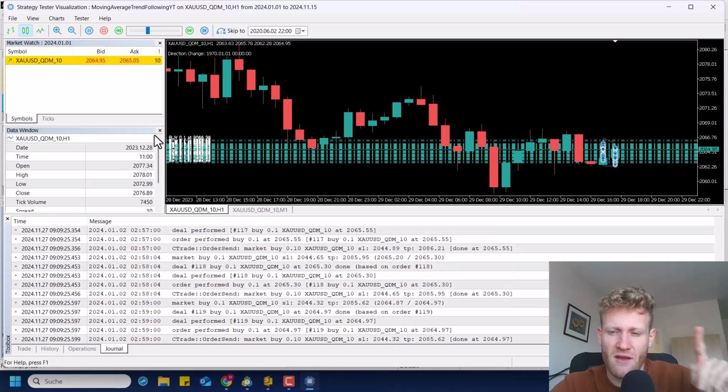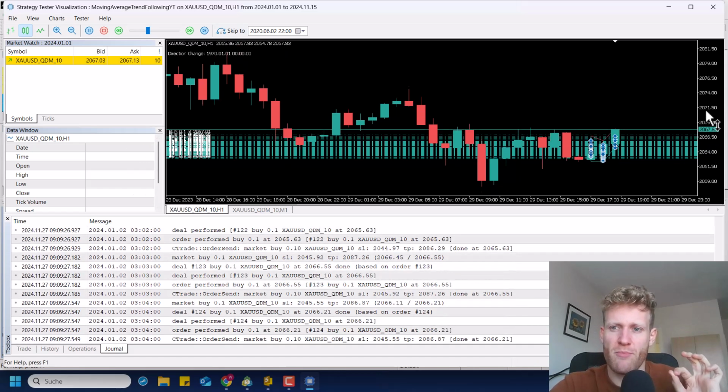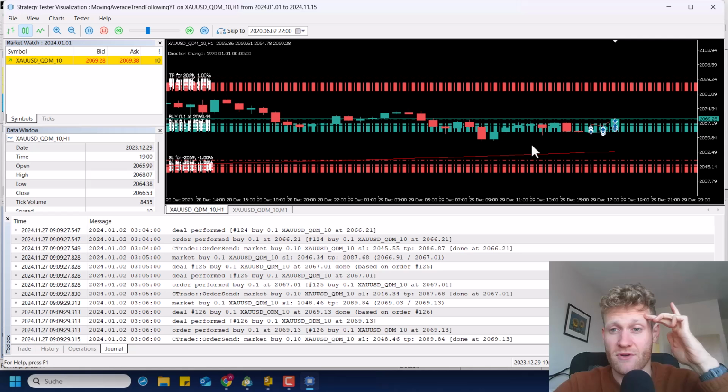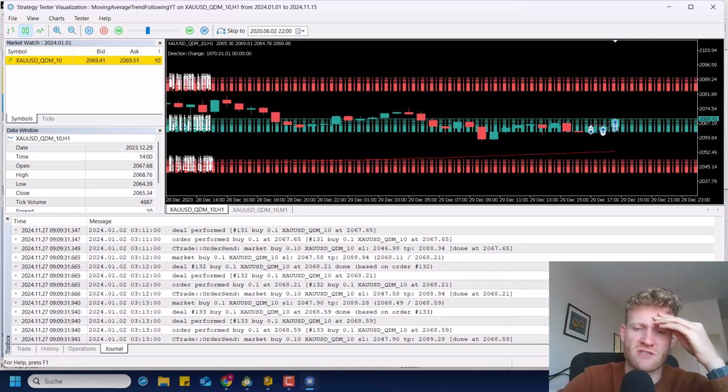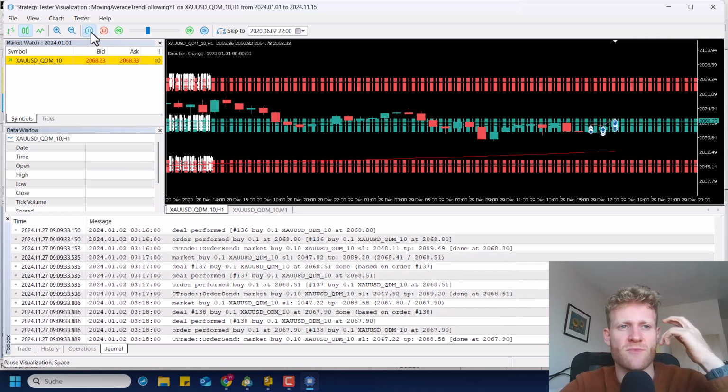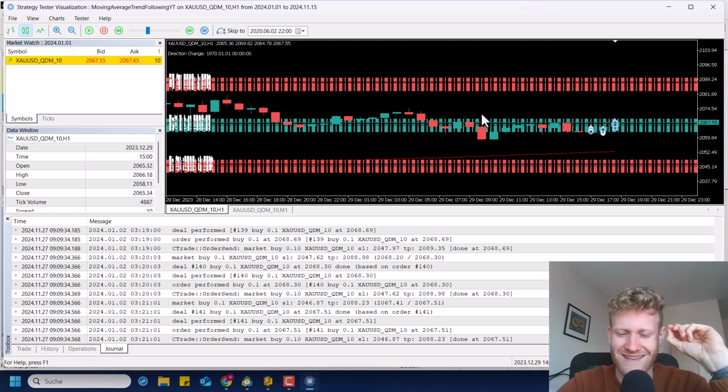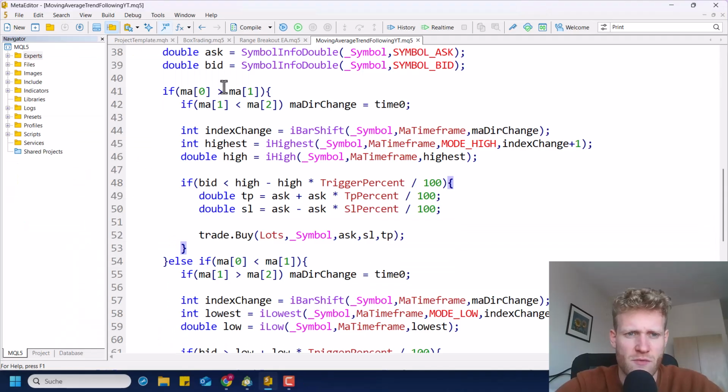And we can see this program is not perfect yet, because it is opening a lot of positions, which is not great, to be honest. So we should add some more code. I think what we want is that if we open a position, we only open another position if the new high is, for example, above the previous high, right?